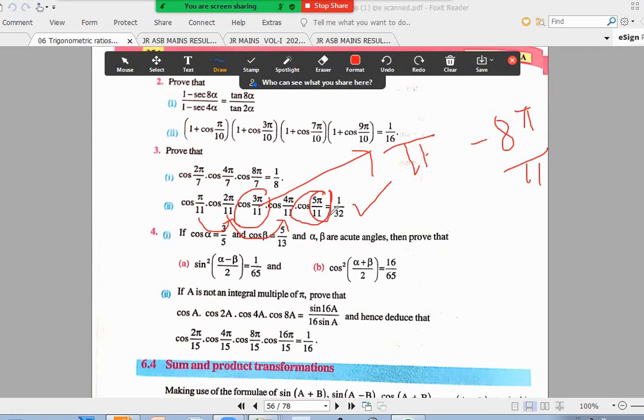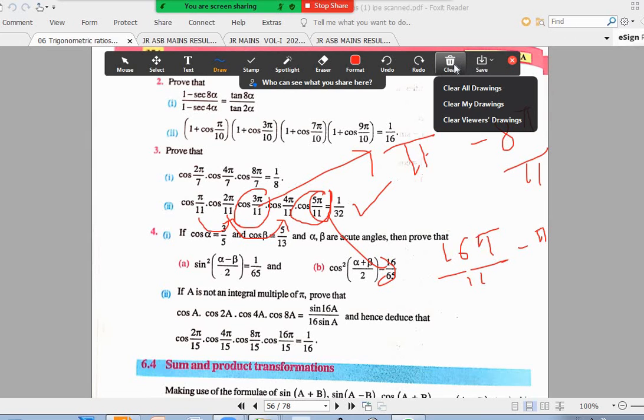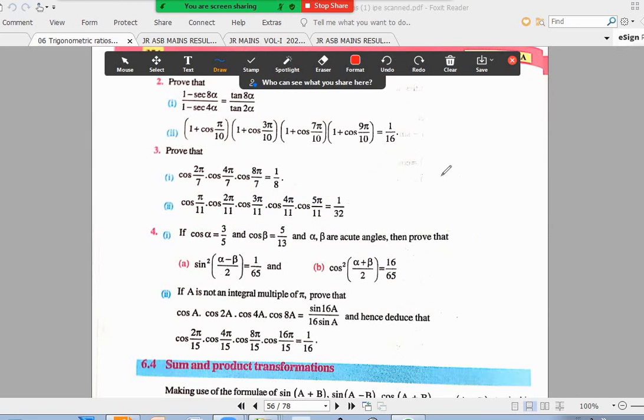For that, 16 pi by 11, you can write as pi plus 5 pi by 11, and cos of pi plus theta is also minus cos theta. So you may get minus twice, they'll get cancelled, but you will get neatly pi by 11, 2 pi by 11, 4 pi by 11, 8 pi by 11, 16 pi by 11. Then you know the formula, sine 2 power n, which is 2 power 5, will come here.